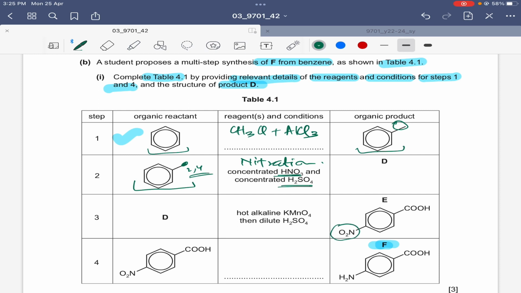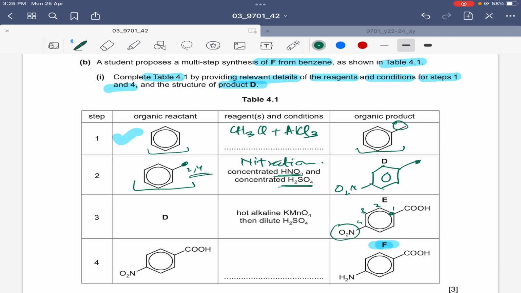But if you look at the structure, you can see that NO2 group is on the 4th carbon if we count it from here. So this is 1, 2, 3, 4. So that means this is 4-nitromethyl benzene. So the structure of D would be methyl, and we have an NO2 on the 4th carbon atom, right? And how would we know that this is 4th carbon atom?